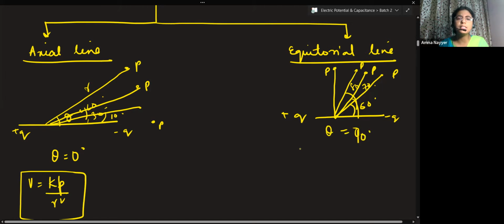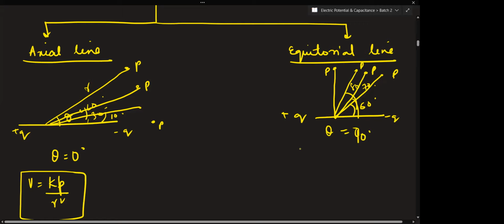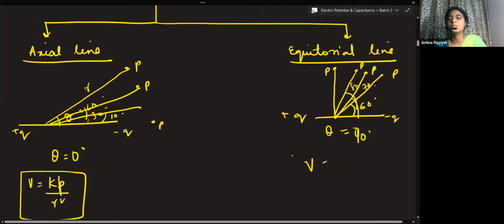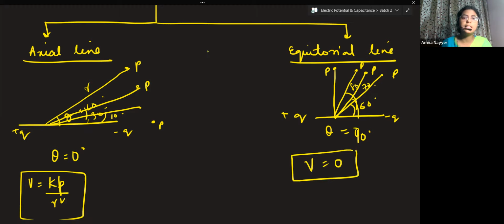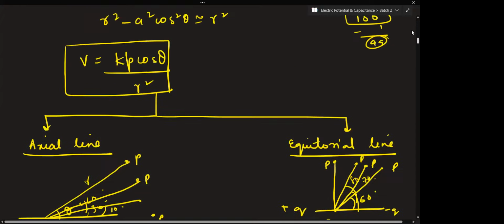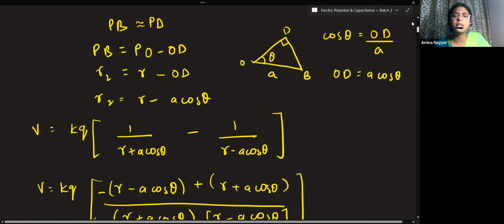And cos 90 is what? 0. So V becomes 0. So you don't have any potential in the case of the equatorial line. Is this clear now? Dipole case? Yes, ma'am. So just note it down, then we'll do a question that will help you.